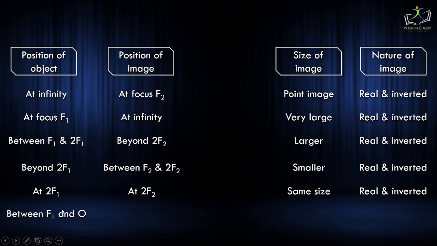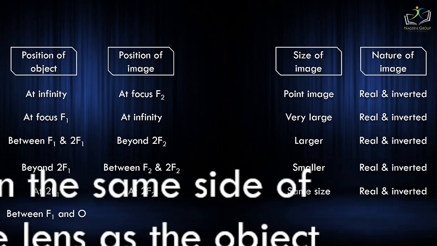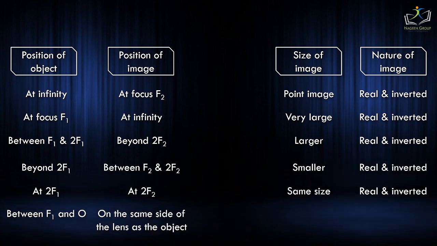Last case, we are taking it between f1 and O, that is the optical center. In this case we get the image on the same side of the lens. A very large image is formed, and we say it is virtual and erect. So out of all these, only one case is there when the object is between f1 and O, and then we have a virtual image.